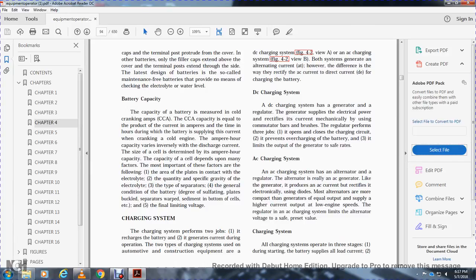Battery capacity. The capacity of the battery is made for the cold cranking amp. The cold cranking amp's capacity is equal to the product of the current in amps and the time of the power during the battery with the supporting supply of the current while the cranking, the cold amp hour. The capacity varies inversely with the discharge of the current.